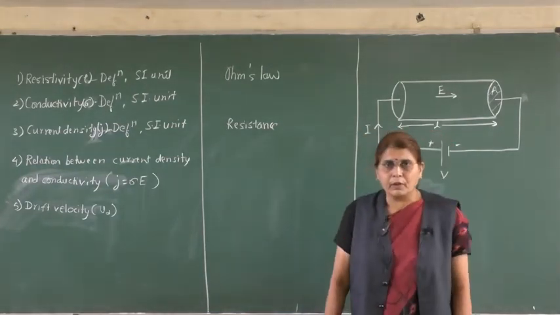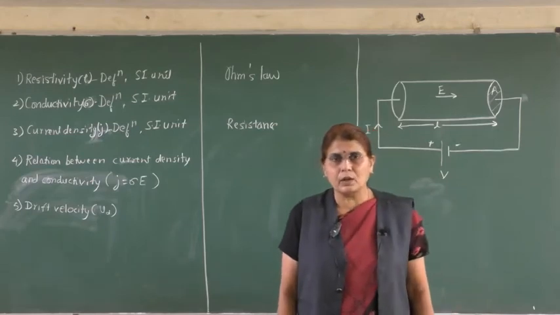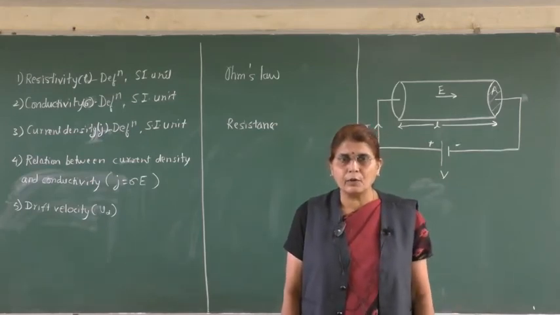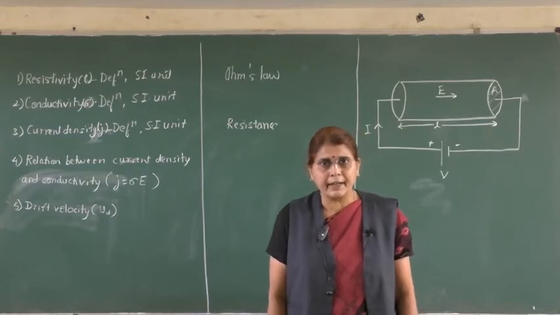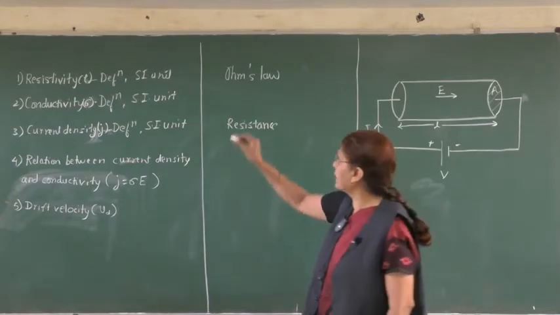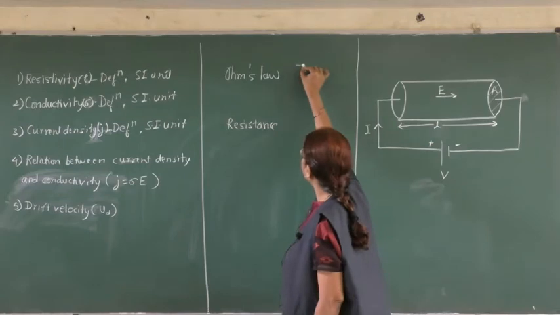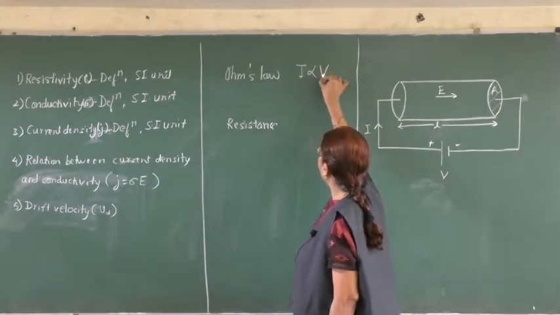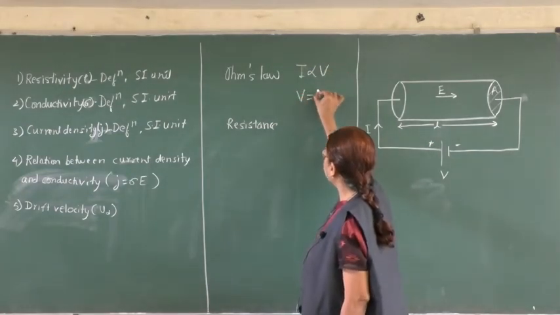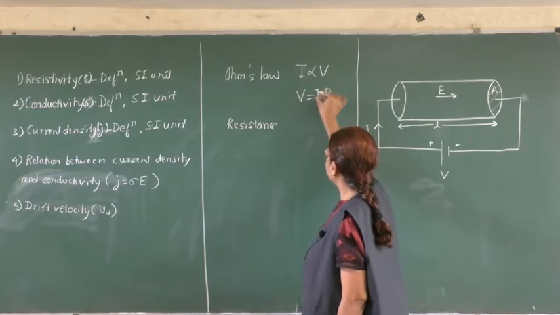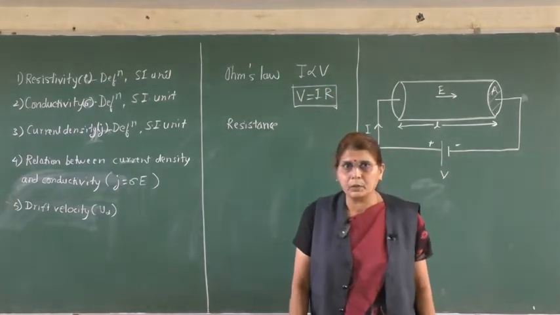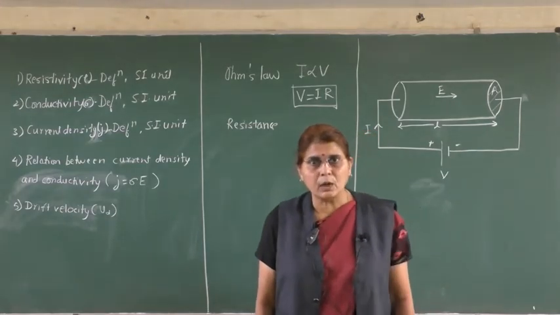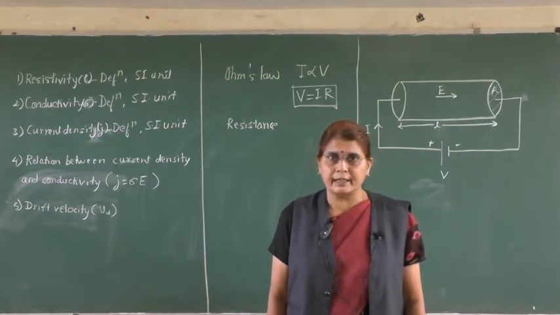So when you apply a potential difference across a conductor, there is a flow of electrons and that we call as a current. And we had seen last time that current is directly proportional to the potential difference across it. Or we can write Ohm's law in the symbolic form as V equals IR, where I had told you R is a constant called the resistance of the conductor.